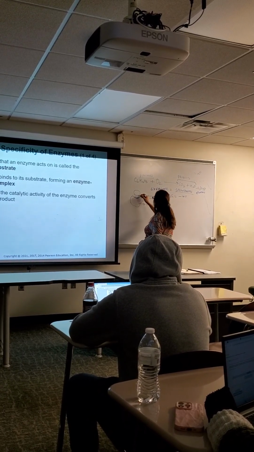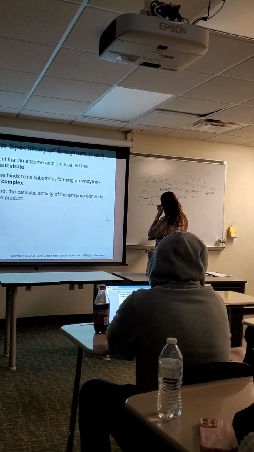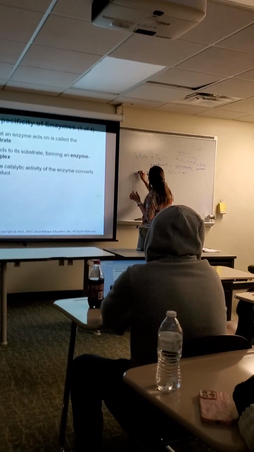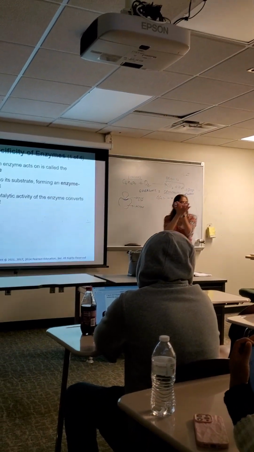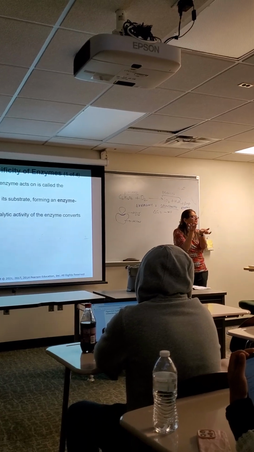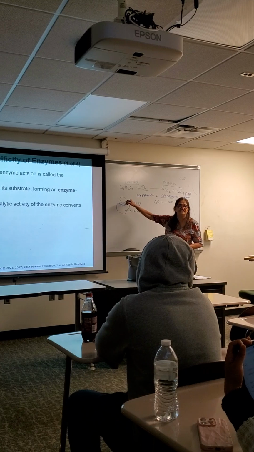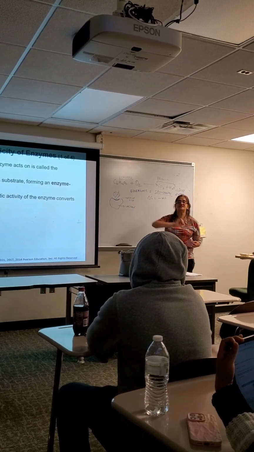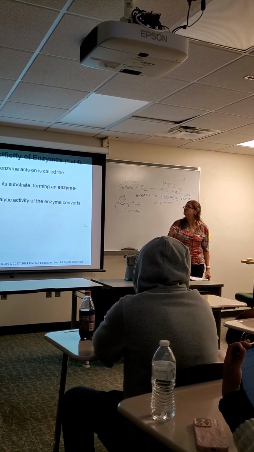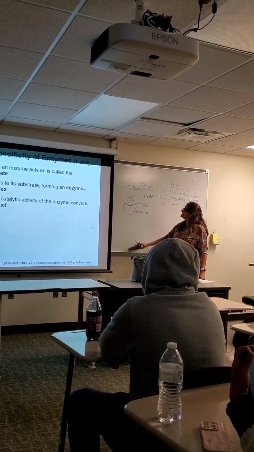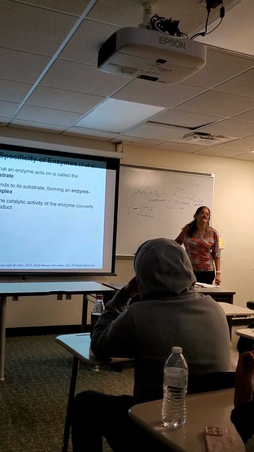Make sense? Now if the substrate is shaped differently, let's say its shape is like this, now it cannot fit in this space, right? So physically it should be able to fit in the active site. Now this cannot fit in here, so this will not be the correct substrate for this enzyme. Make sense? So basically the substrate and the enzyme, their shapes have to complement each other.